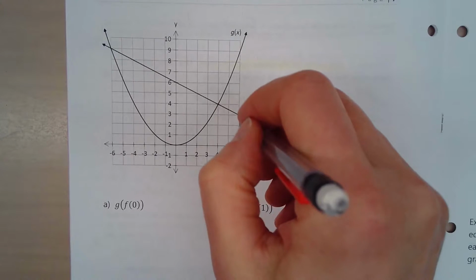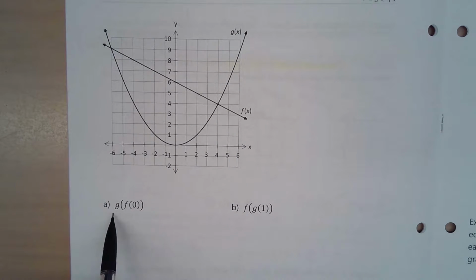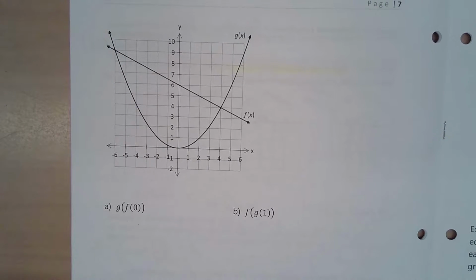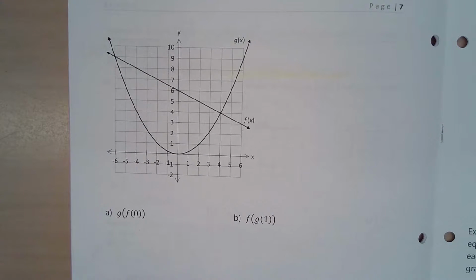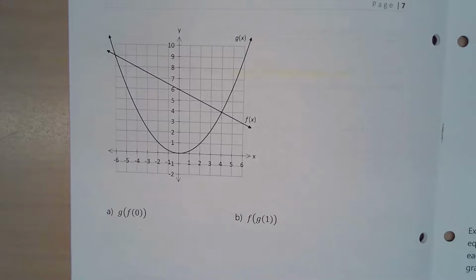Here's your f of x. Here's your g of x. Now it's saying find g of f of 0. All right, so again, you're used to seeing the equations and just plugging values into the equations. So I suppose you could try and figure out what the equations of these functions are, right? Then you'd have your equations and you could plug values into the equations. What might be a quicker strategy, though, rather than figuring out the equations?